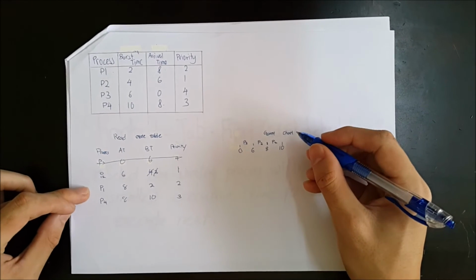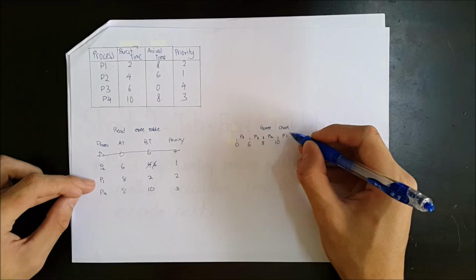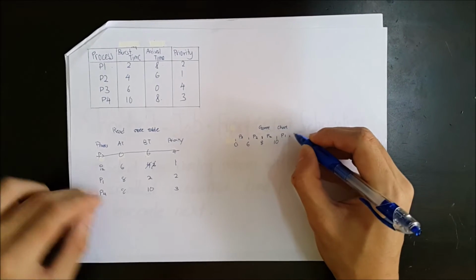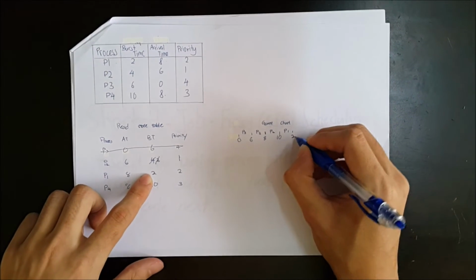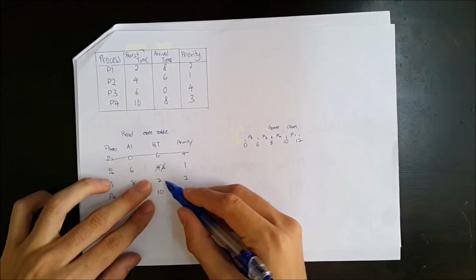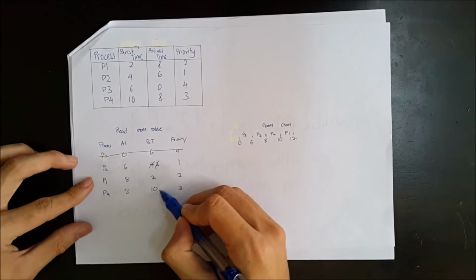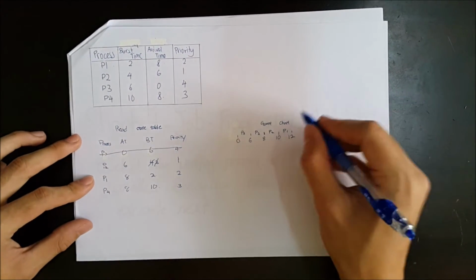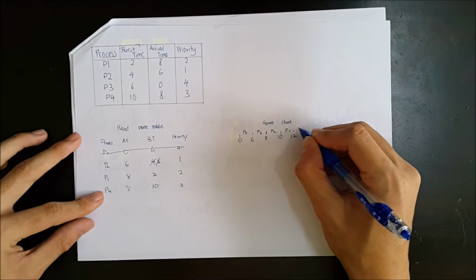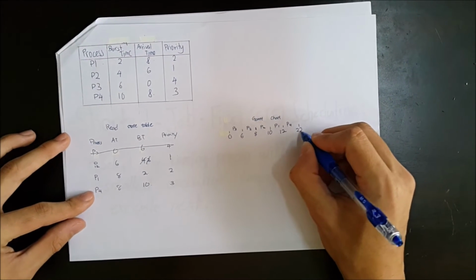In this case we finish the execution of P1, whose burst time is 2, because we choose the shortest burst time among the remaining processes, 2 and 10, and so 2 is chosen. The last one is P4, and it ends at 22.